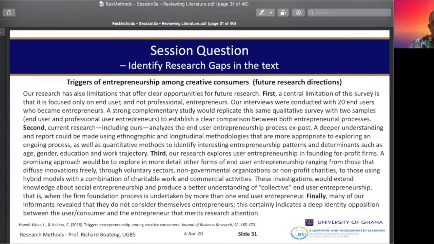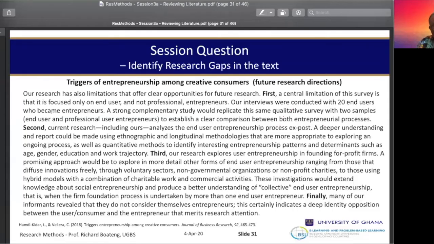Now, second, current research, including ours, analyzes end user entrepreneurs ex post. Ex post means that he studies entrepreneurship after the person has achieved becoming an entrepreneur. So a deeper understanding could be made using ethnographic and longitudinal methodologies that are appropriate to explore an ongoing process. What he's trying to say is that people who want to do research on entrepreneurship, especially this particular type, should not wait till the person becomes an entrepreneur and then go and say, I want to study you.